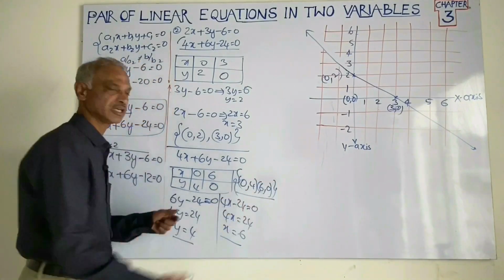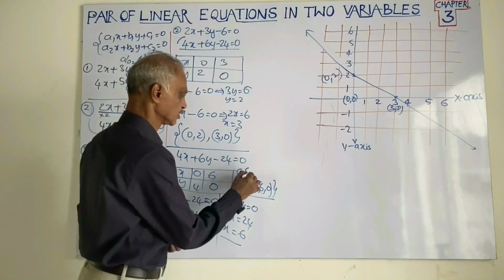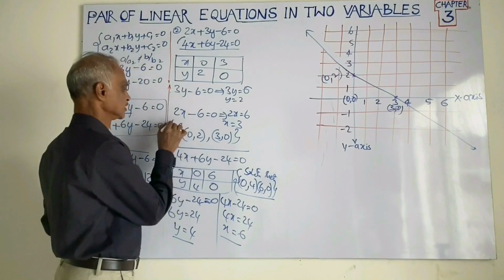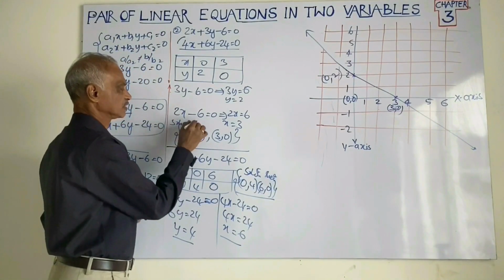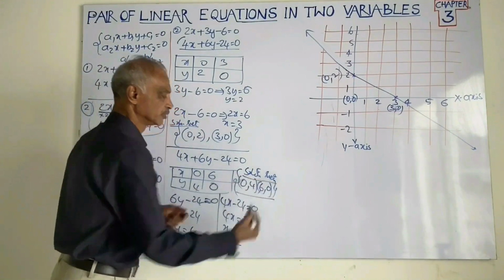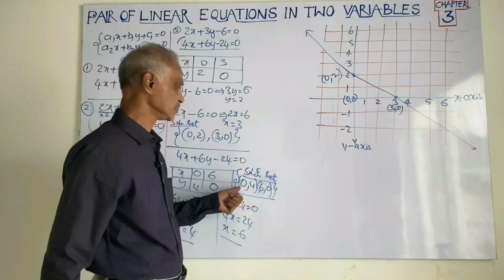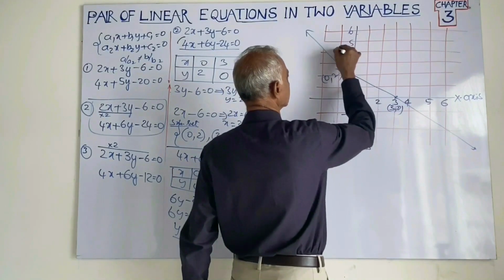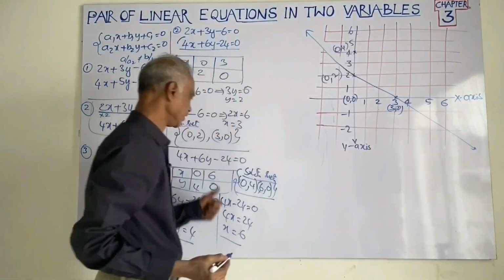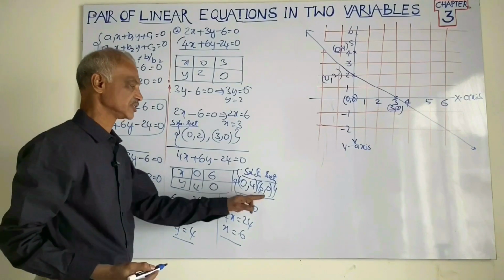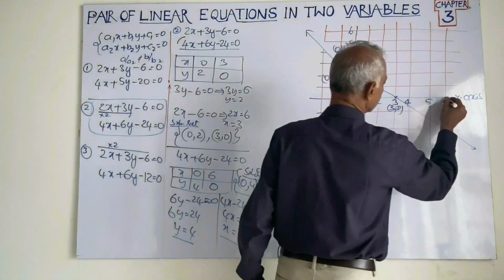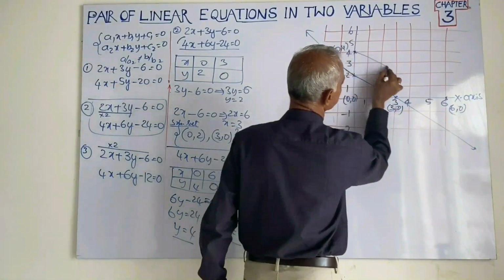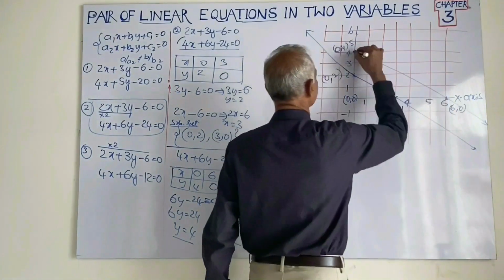This is the solution set. With the help of the solution set, you draw a straight line. Where is (0, 4)? (0, 4) will be here. This is (0, 4). And where is (6, 0)? (6, 0) will be here. With the help of these 2 points, draw a straight line.